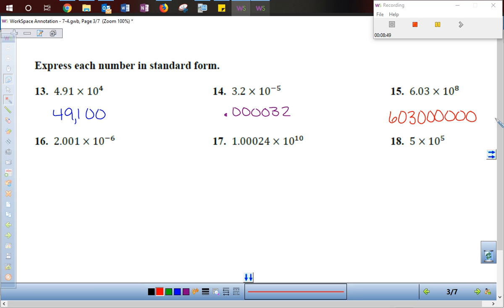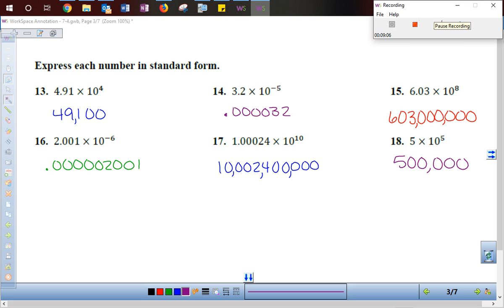Now we go back through and add our commas. So start from the end, 1, 2, 3, comma, 1, 2, 3, comma, 603 million. Go ahead and pause the video and do the next 3 on your own. Alright, on number 16, hopefully you got 0.000002001. On 17, hopefully you got 10 billion 400,000. And on 18, you needed to get 500,000.